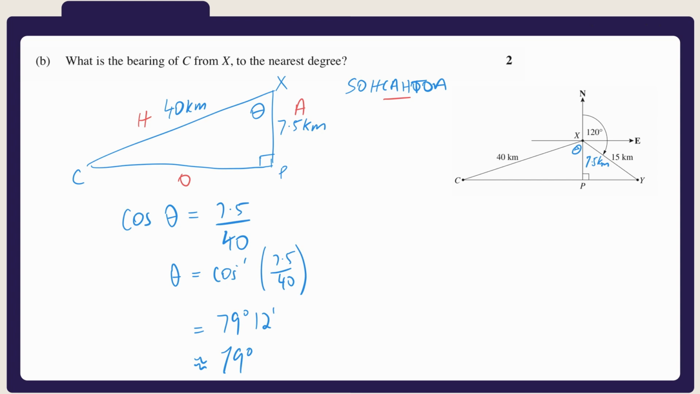So I know that P is due south of X. So there we've got 180. And I need to add the angle we just found. So to work out the bearing, I'm going to go 180 degrees plus the 79, which is going to equal 259 degrees. So therefore, the bearing of C from X is 259 degrees.